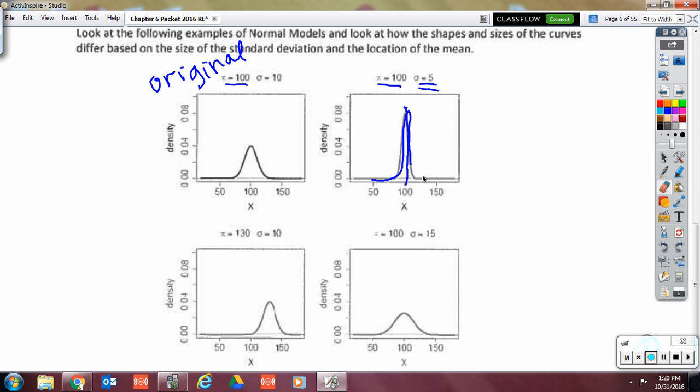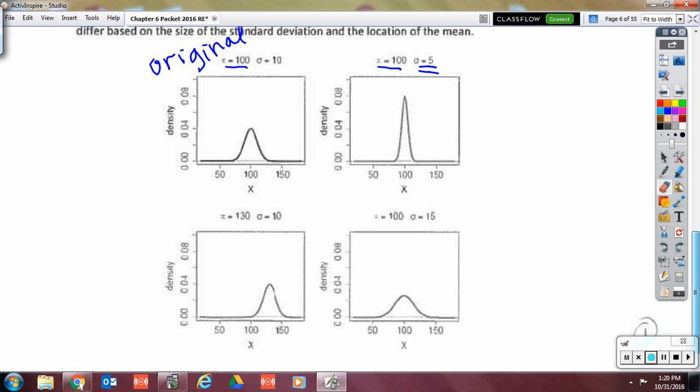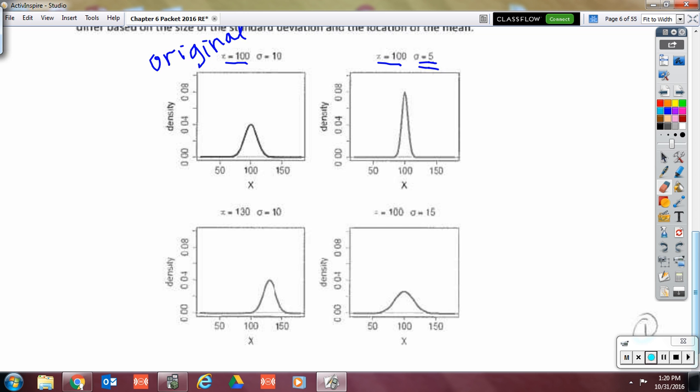All right? Okay, so next, this one would be, looky here. The standard deviation of the original is 10. This one has a standard deviation of 10, but look at what it looks like. It's different. 130. Good. The mean went from 100 to 130, so it just shifted over.